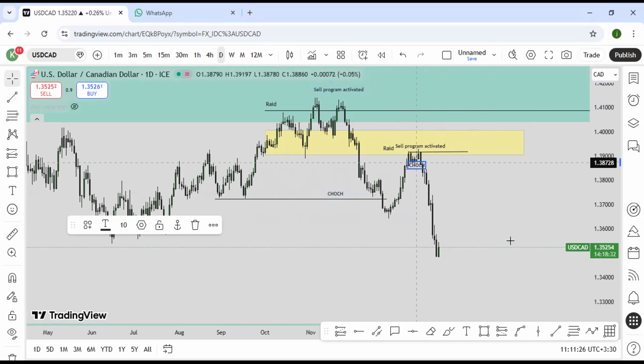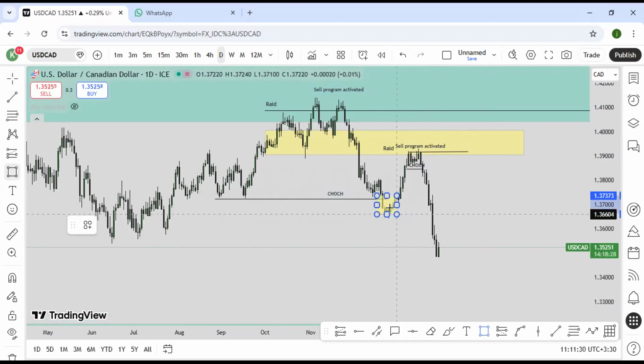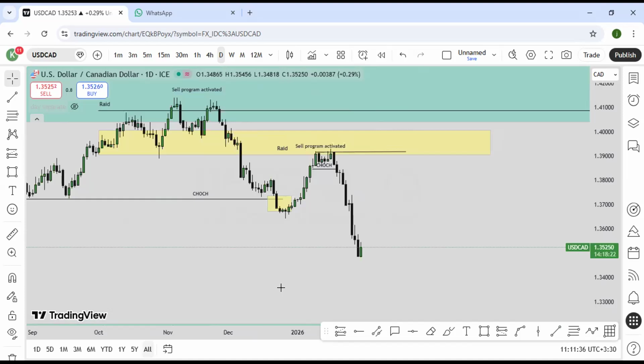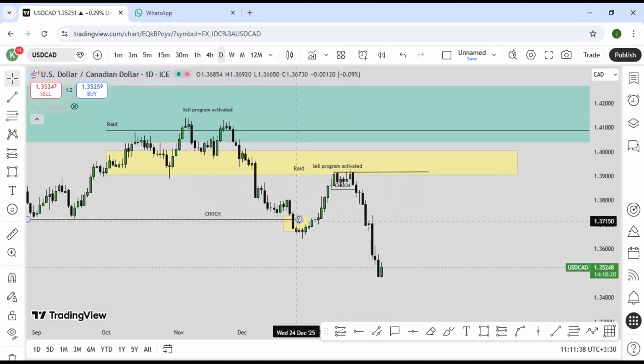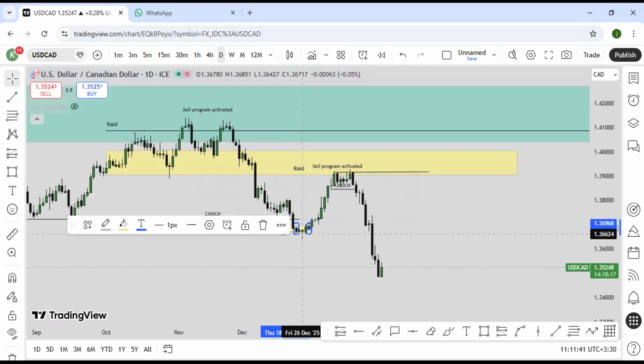So where is the terminus? This is the terminus. Yeah. So this is still a market maker sell model. So we make our entry. I see. We make our entry. This is the terminus here.